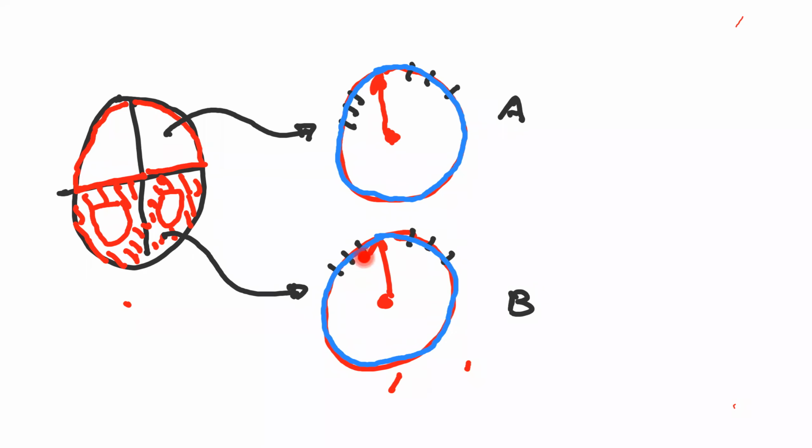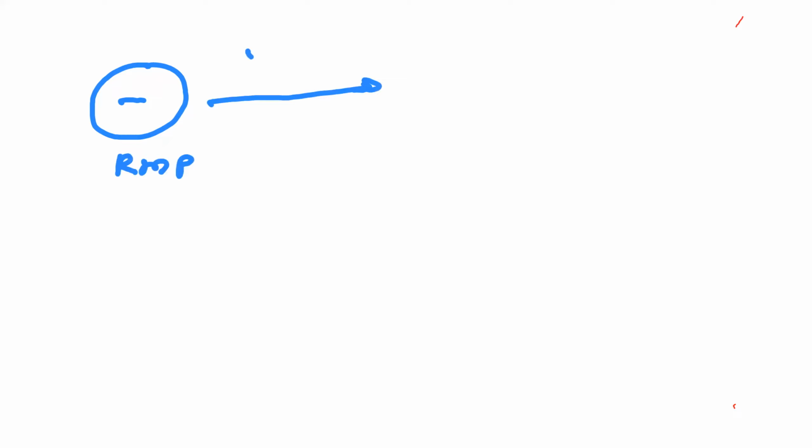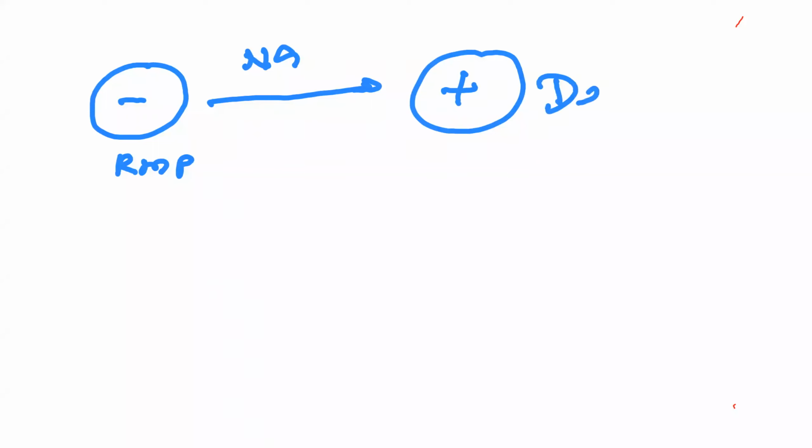Right. We talked today about three or four concepts. The first one is what? Positive cells and negative cells, called the resting membrane potential. Using sodium, they convert into positive cells, called depolarization. Very important. Depolarization.